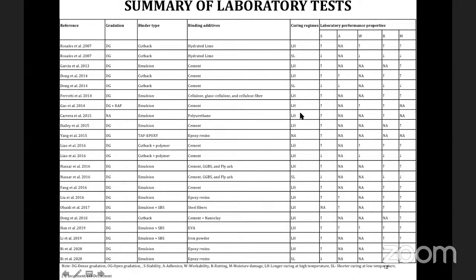Like that only, the curing regimes. What is this? LH is nothing but longer curing at high temperature. SL means shorter curing at low temperature. So we can go for longer curing at high temperature. As we see, for longer curing at high temperature, all the properties like stability, adhesion, workability, rutting, and moisture have increased. So this is just a summary of the laboratory tests which I have gathered.